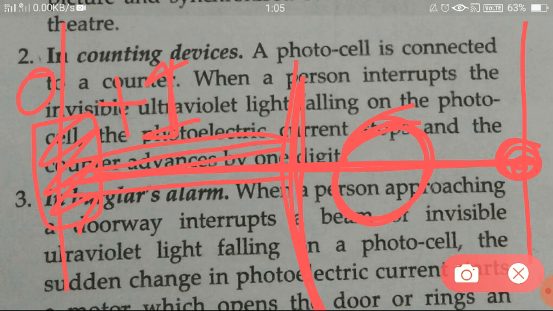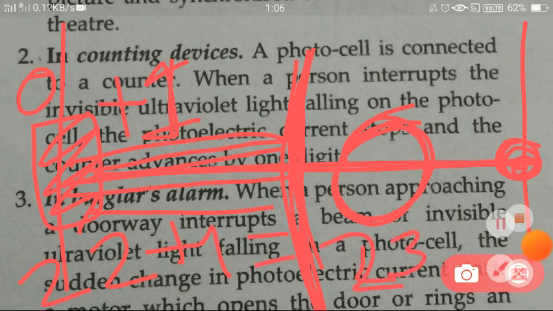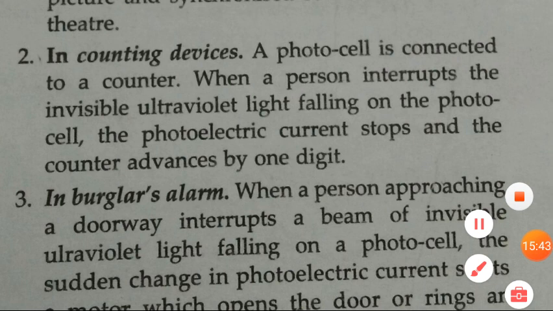If it had, suppose, a count of 22, then when any person enters, again the light will get disturbed and the photocell will not get any light, so it will increase its count by 1 and now the count will become 23. So like that it works in counting devices.